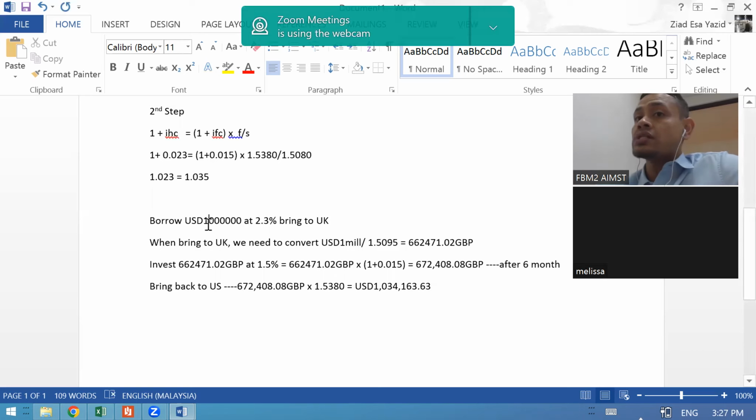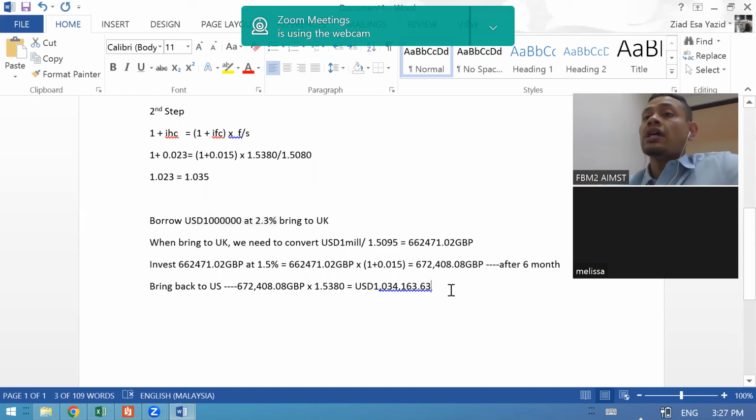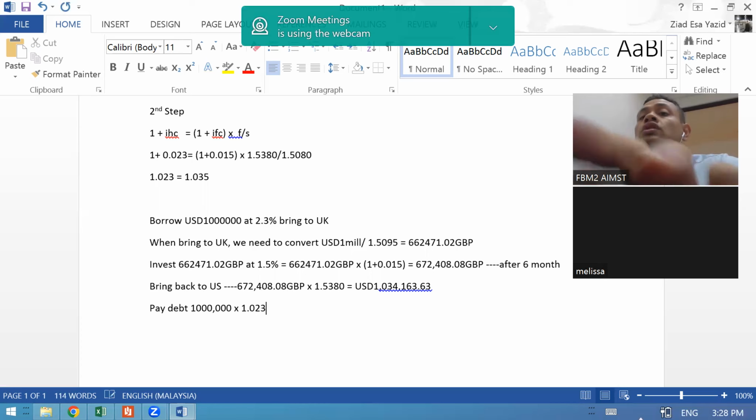We borrowed the 1 million US dollars. So bring the profit back to the US, and then you pay the debt after 6 months. The 1 million that we borrowed, times 1 plus 1.023.